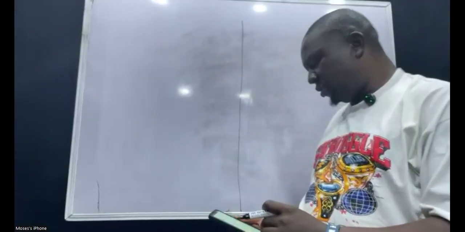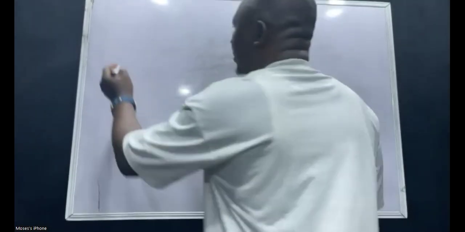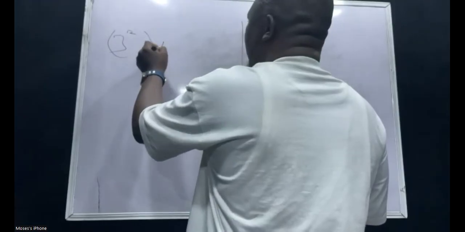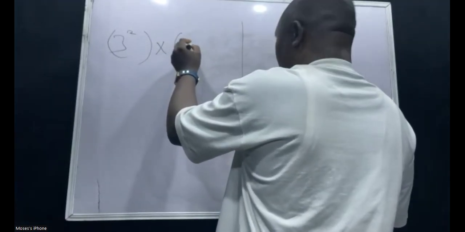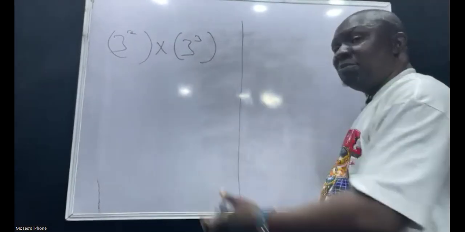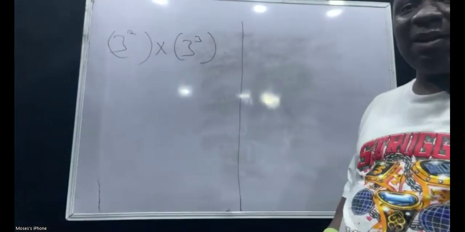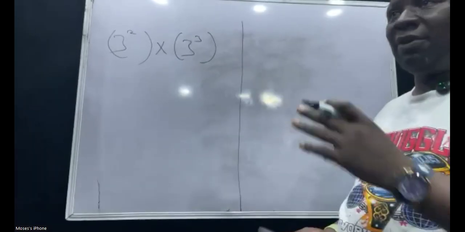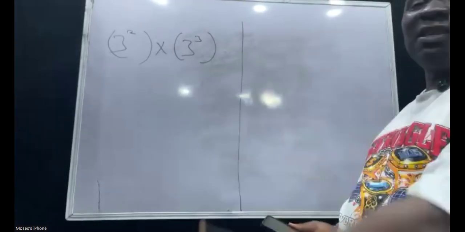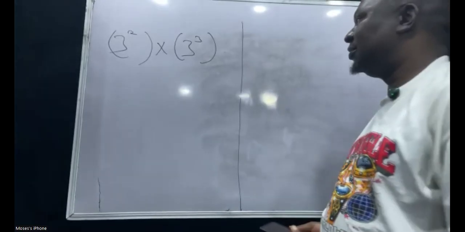Now, I think the first question is on indices, which is question number 1. It says 3 raised to power 2 times 3 raised to power 3, to simplify. Now, this is very simple. This is a typical post-UTME question, either from Unilag, OAU, or Unilag Foundation. This will not take more than 15 seconds. I just need to explain for some of those that don't understand the question, that's why I'm taking much time.